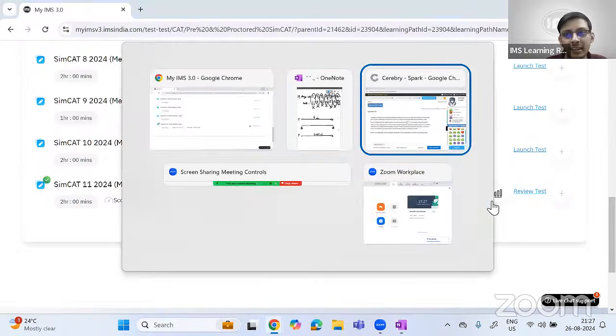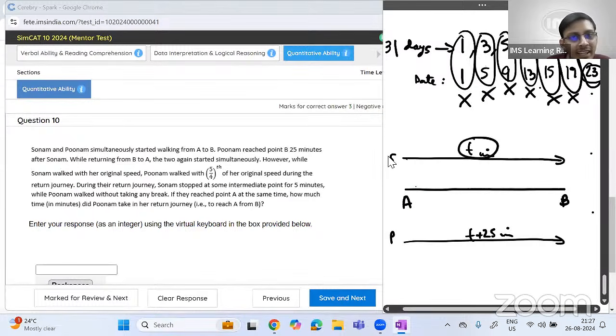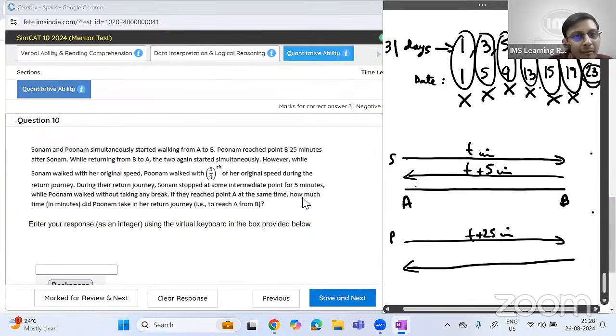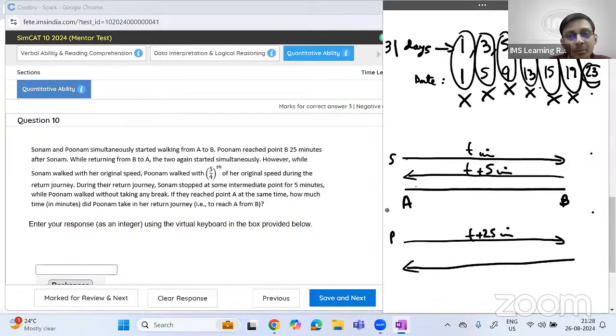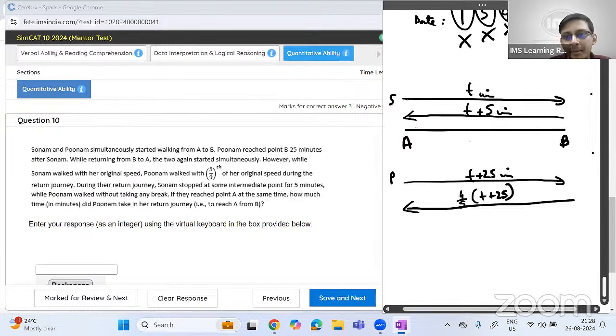Now, one second. Sonam is going with her original speed, so she'll take T minutes, but she's also stopping for 5 minutes, so she'll actually take T plus 5 minutes. 5 minutes for just stopping. And if you look at Poonam, she is going at 5/4 of her original speed, so her time will be 4/5 because of the reciprocal nature. So we will have 4/5 of her original time, which is T plus 25, and the two times will be equal. Okay, seems pretty simple.